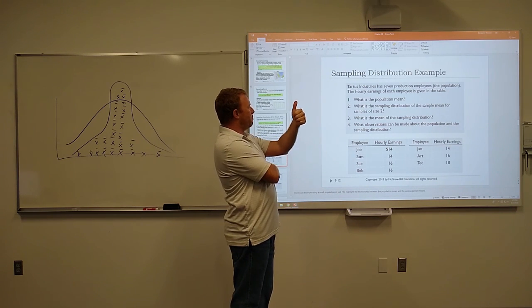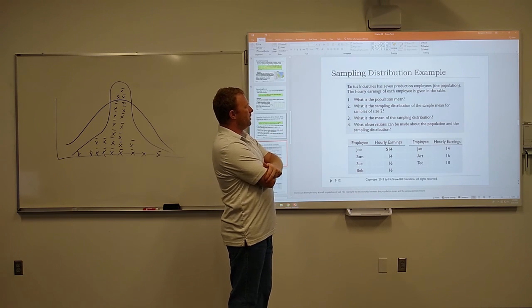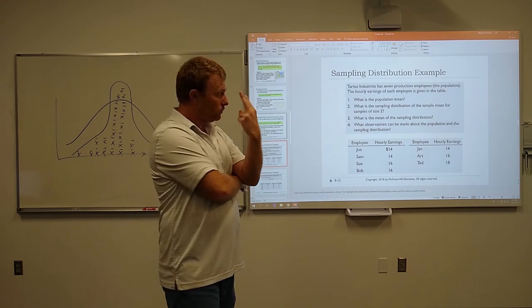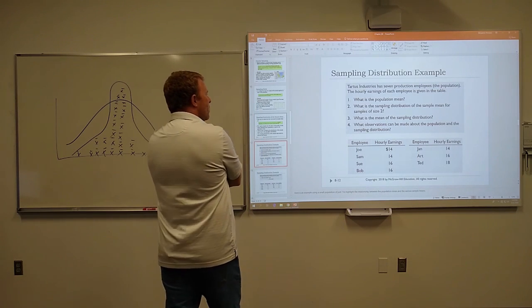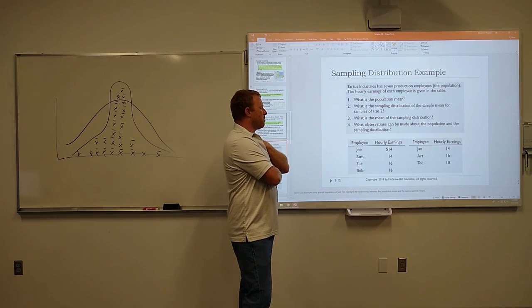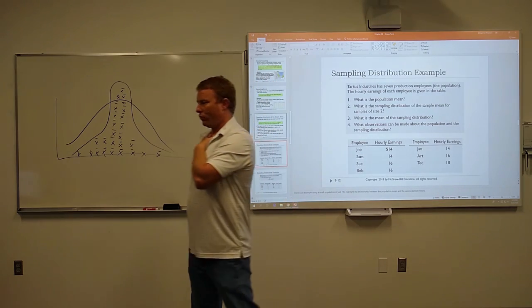What's the population mean? What's the sampling distribution of the sample mean for a sample size of 2? What's the mean of the sampling distribution, and what observations can be made about the population and the sampling distribution?